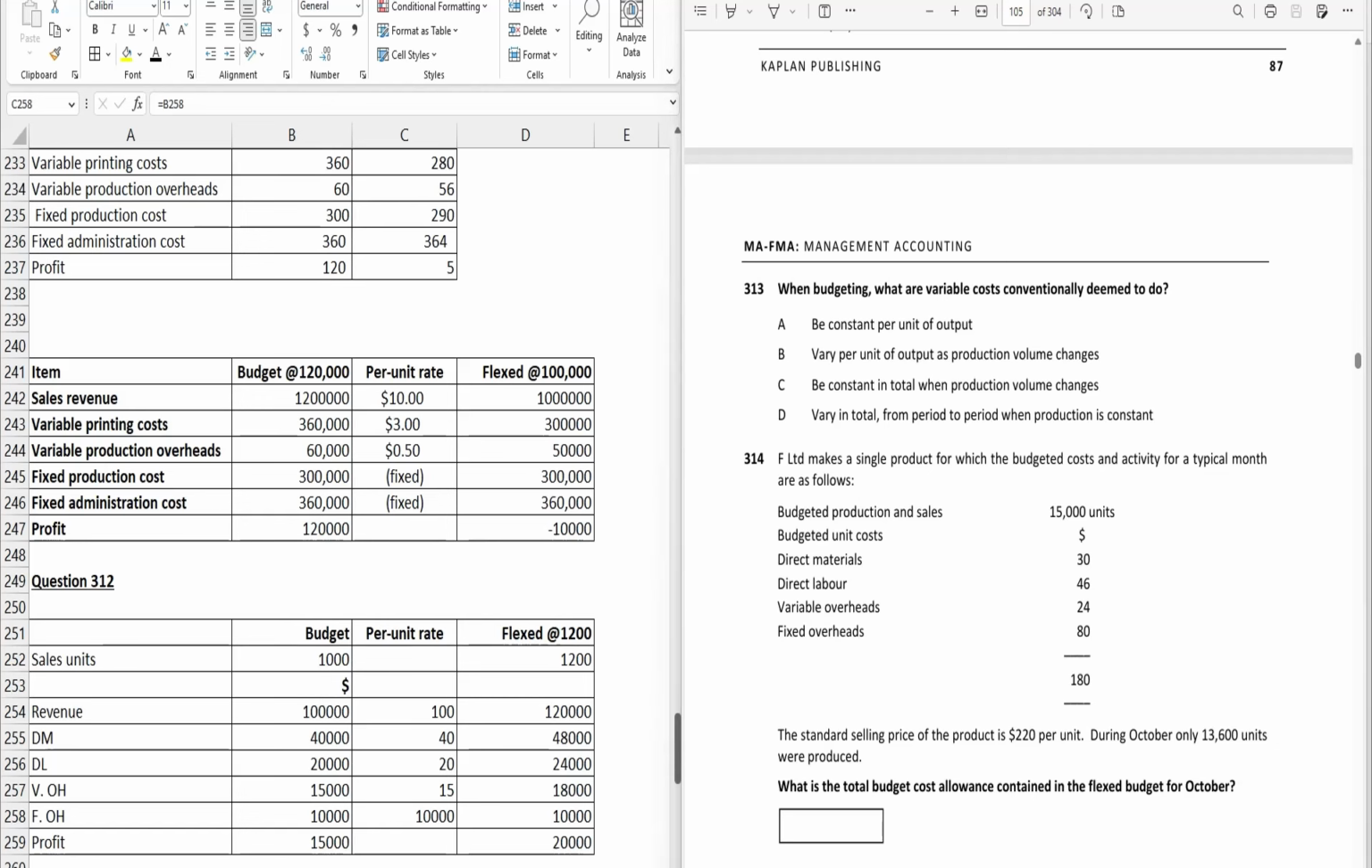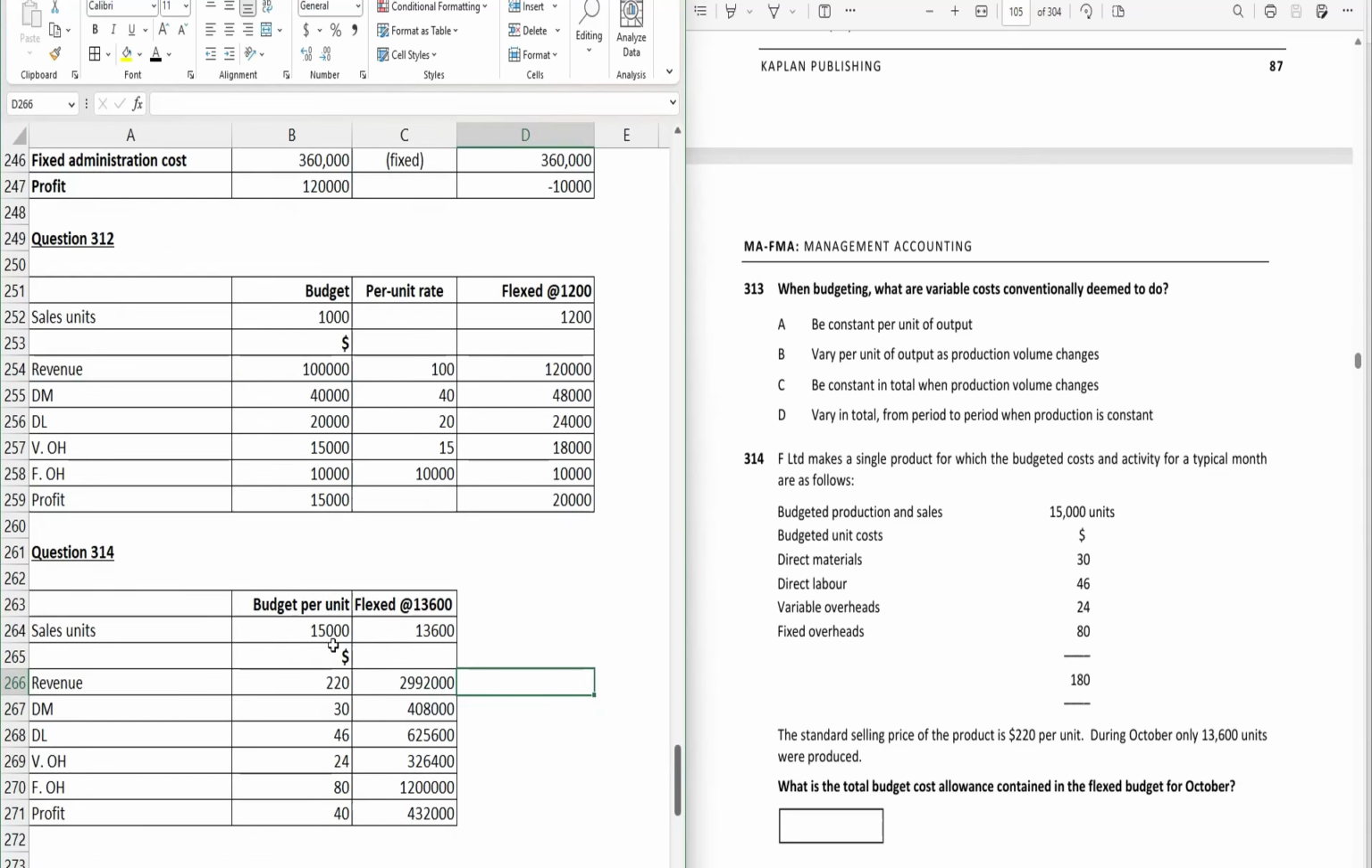Let me solve this. So here is the question. Yes. So here, as per budget, sales units were 15,000, but actual was 13,600. That's why for the flex budget, the units will be 13,600. Now the selling price is 220. So it's a per unit figure. So simply, we will multiply this with the actual sales units. So 220 into 13,600, it will give us this much amount.